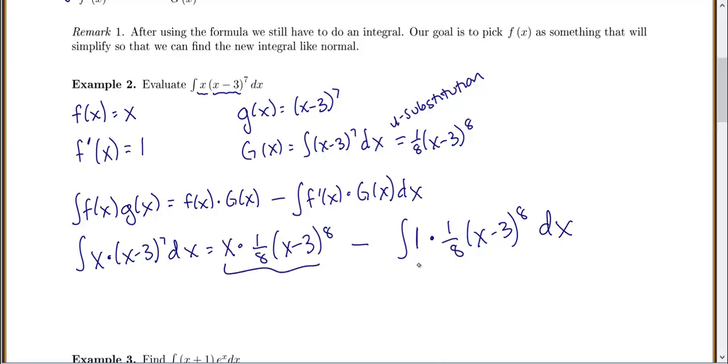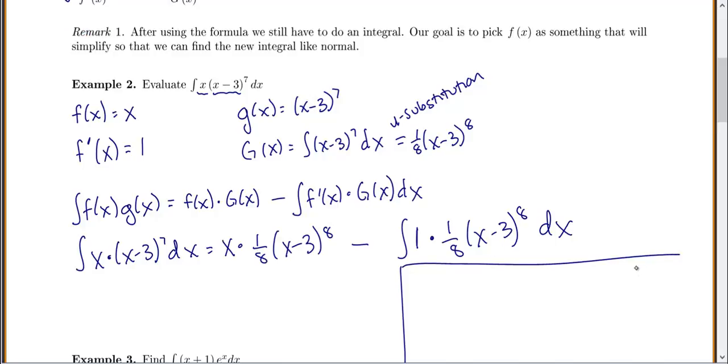So this part is done. This part is just another integral. This integral we can do. Okay. We still have to use u substitution, but it's not that bad. So let's go ahead. I will do this u substitution for you. Let's put it off here.